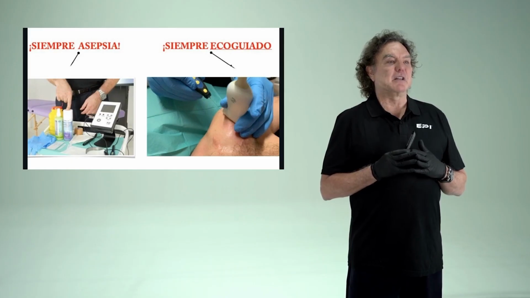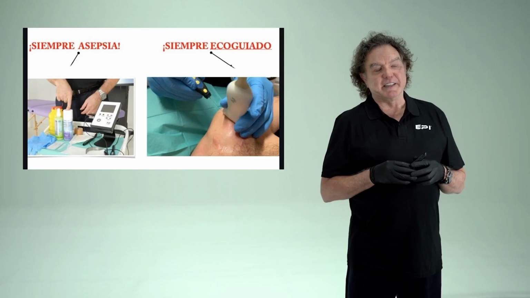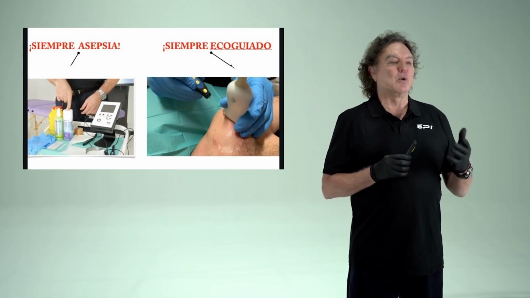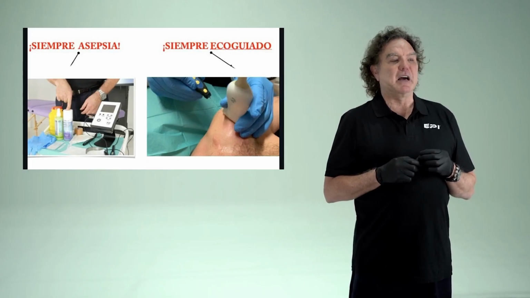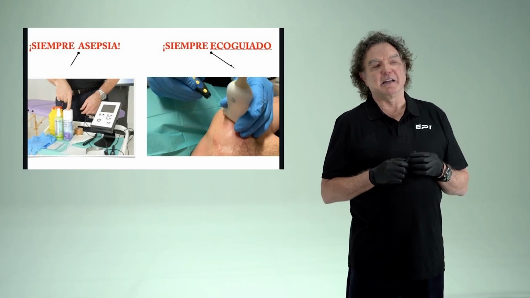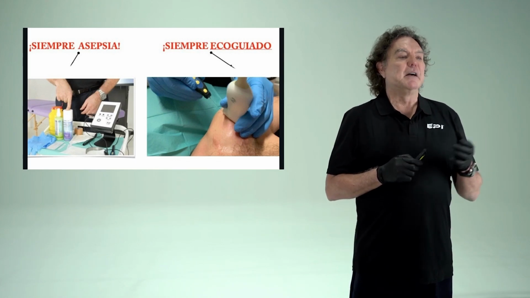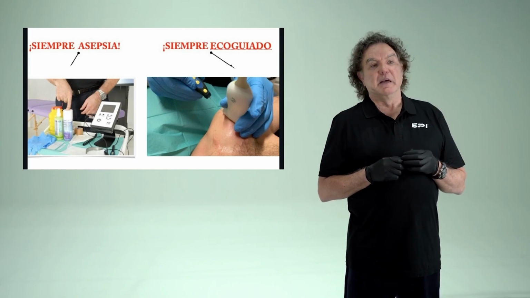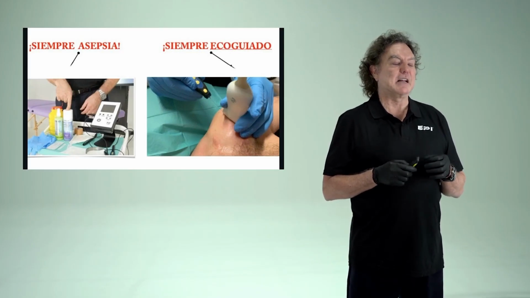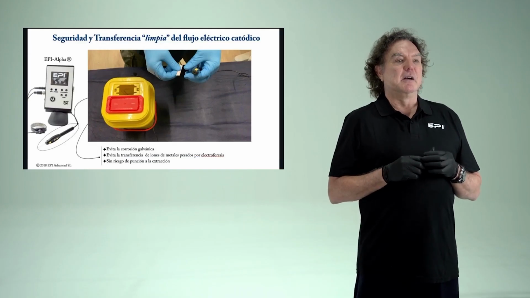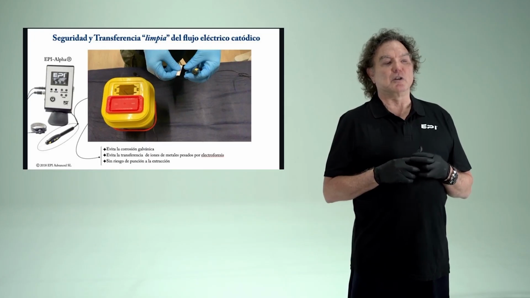Look, whenever we perform the EPI technique, we must do it in an aseptic manner. For that, we need to have or provide chlorhexidine, gloves, single-use needles, a container for the needles, the EPI alpha device, gauze, ultrasound gel, 70% alcohol, etc. And we will always use ultrasound guidance. The EPI technique must always be ultrasound guided to ensure it is as precise as possible. We must actively promote the utmost safety and the clean, efficient transfer of the cathodic flow.